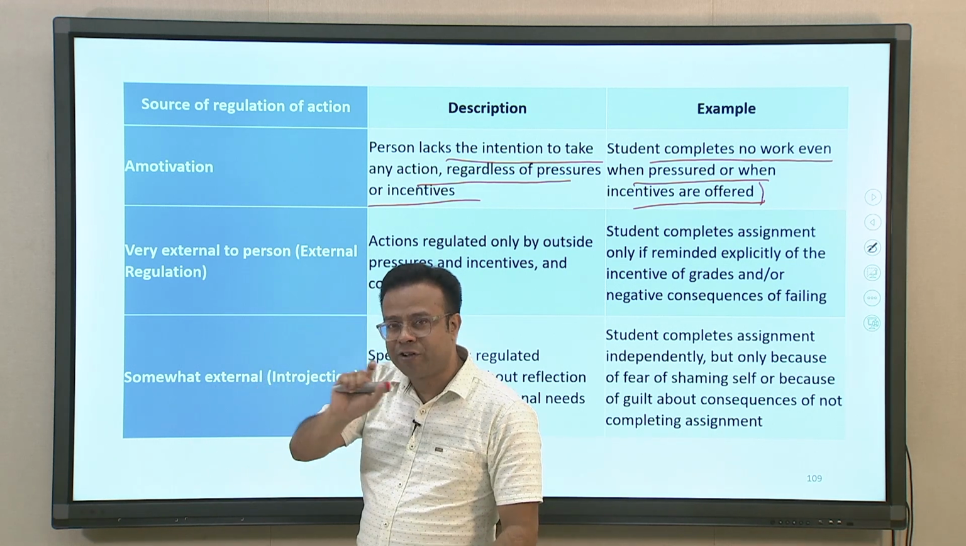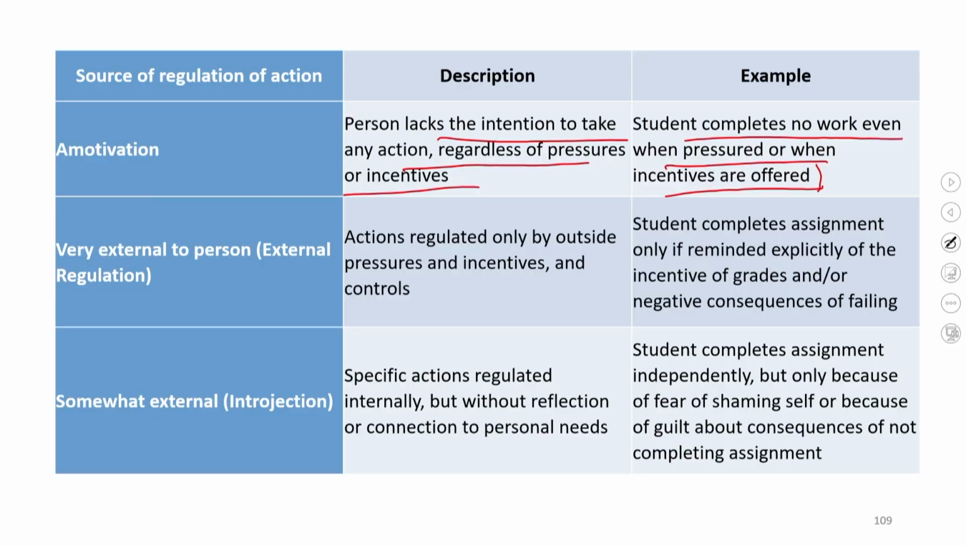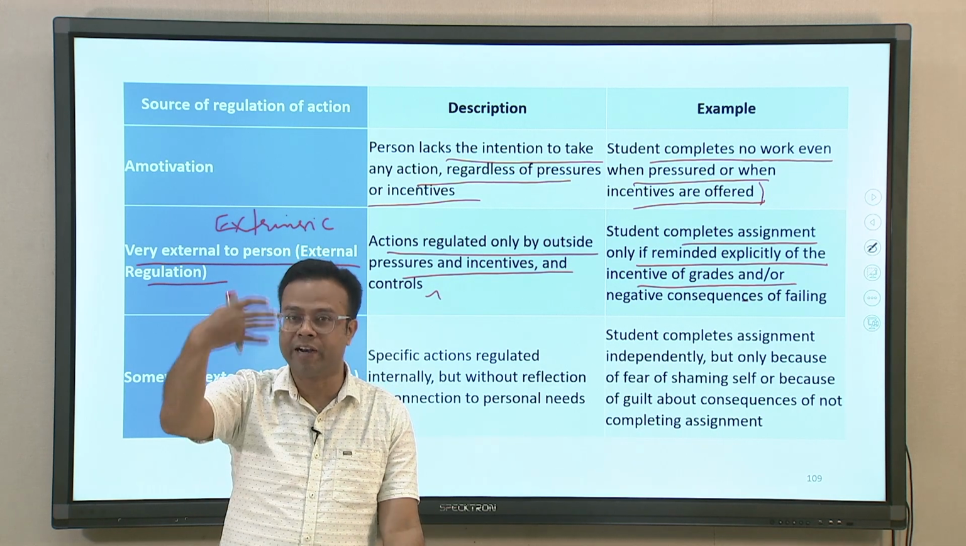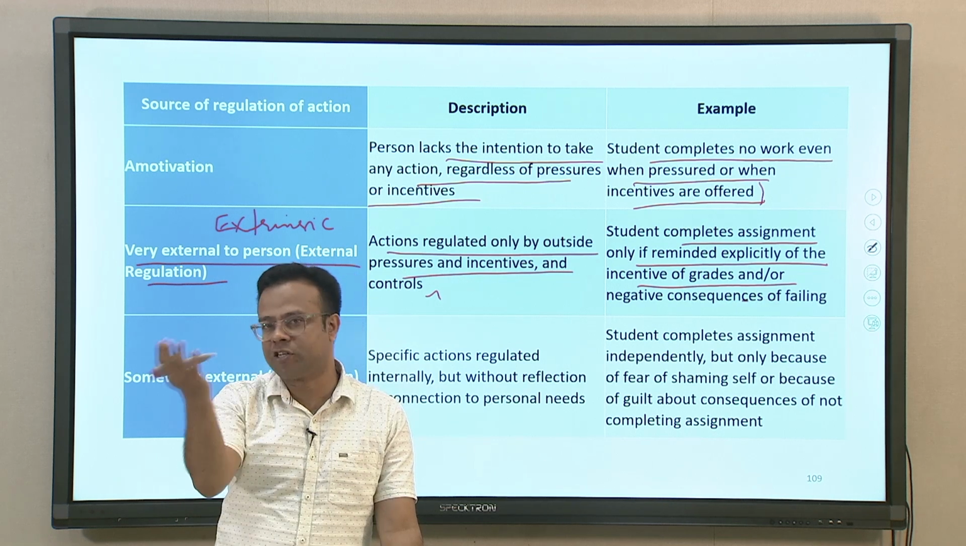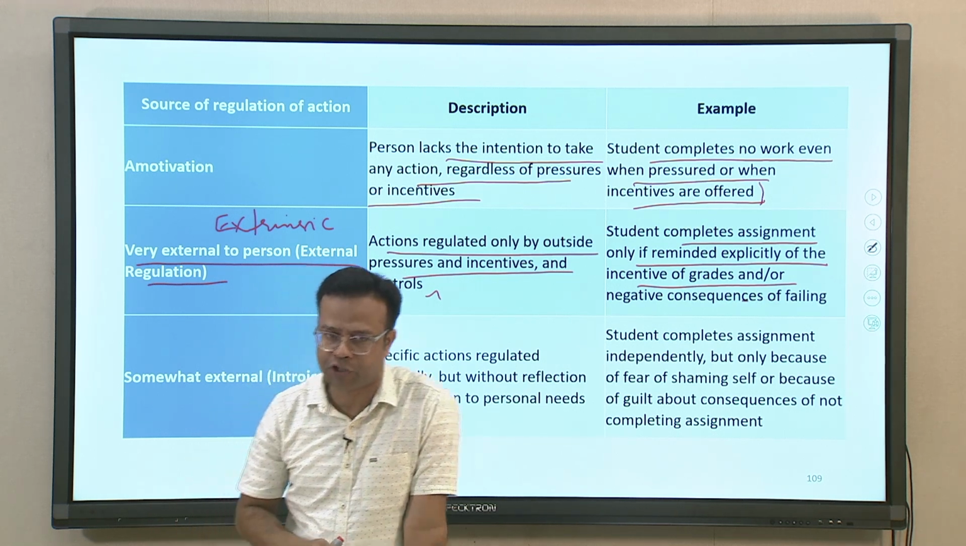Then comes the first category of extrinsic motivation. These are all categories of extrinsic motivation. The first one is external regulation, as we discussed. This is very external to the person. Here actions are regulated only by outside pressures, incentives and controls. Example, a student completes an assignment only if reminded explicitly of the incentive and grades. So, in this case the student does the work, but only when the fear of punishment or the greed for reward is very strong. So, this is a case of external regulation.